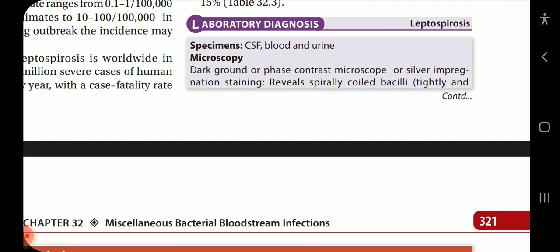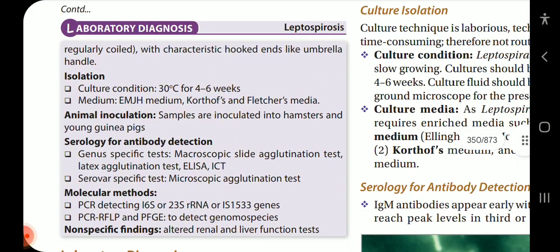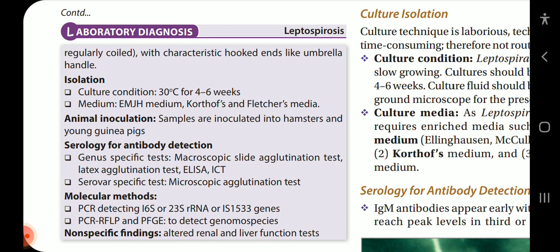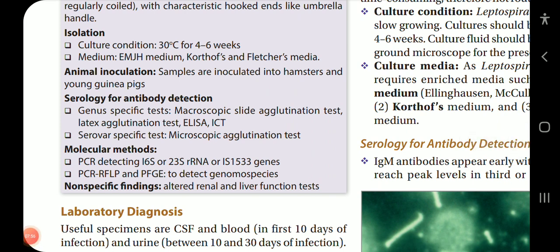Dark ground or phase contrast microscope or silver impregnation staining reveals spirally coiled bacilli, tightly and regularly coiled, with characteristic hooked end like an umbrella handle. Now isolation, culture condition 30 degrees Celsius for 4 to 6 weeks, and medium, EMJH medium, Korthof's and Fletcher's media. Animal inoculation, samples are inoculated into hamsters and young guinea pigs.